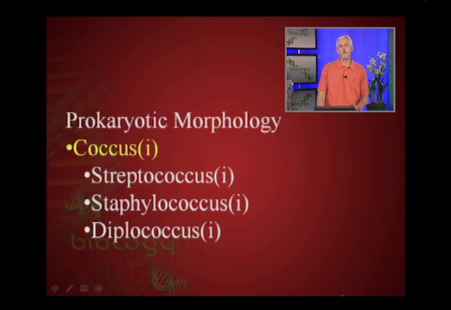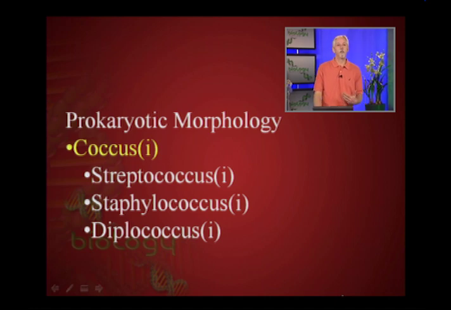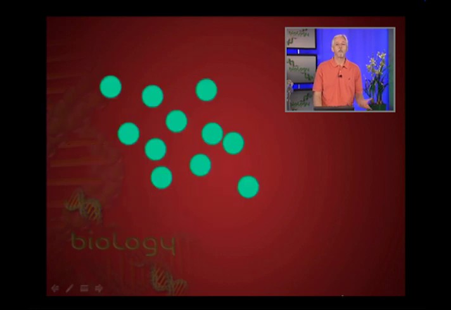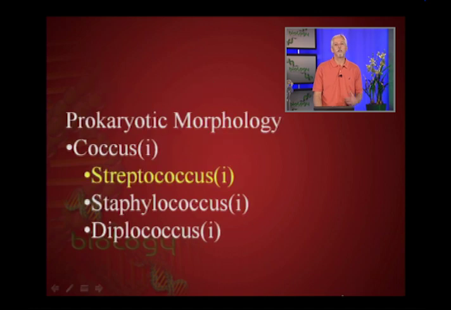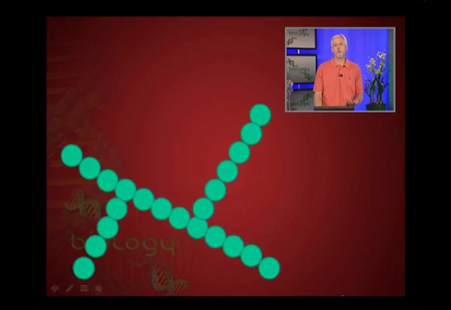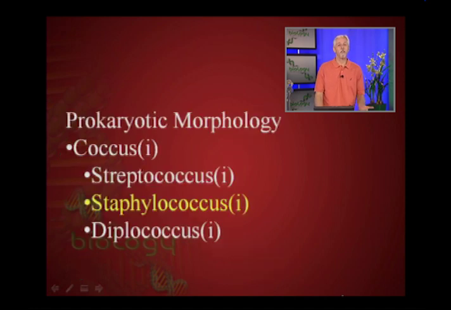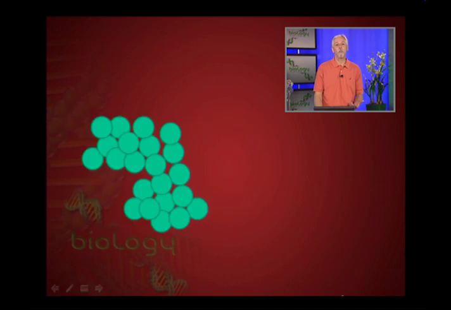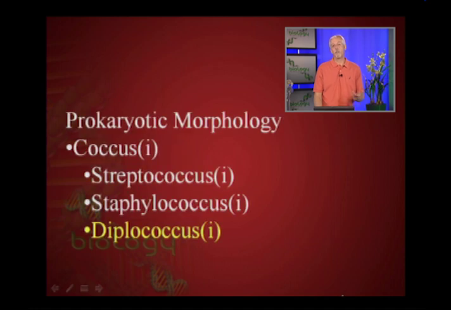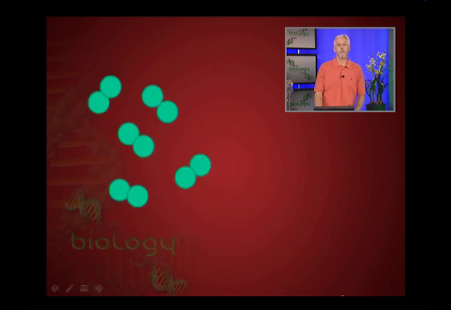Terms that we use to describe the morphology of prokaryotes: one is coccus, or cocci in the plural, which is a spherical bacterium. Streptococci are those that form chains of spherical bacteria. Staphylococcus, or staphylococci, are those that form clusters of spherical bacteria. And diplococci are those that generally form pairs of spherical bacteria. So again, these are some examples of different morphologies of bacteria.